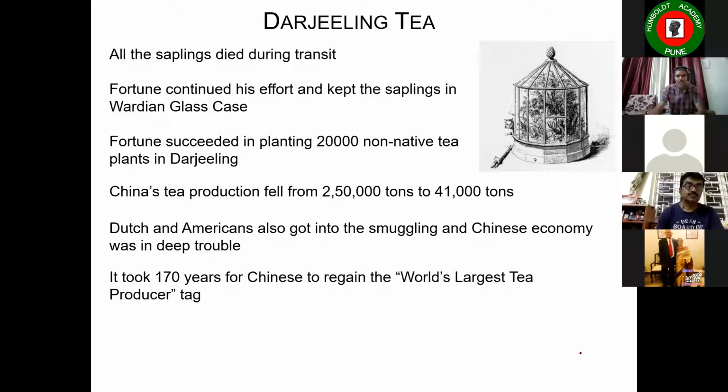That's how one of the agriculture produce spread across the world. It took 170 years for the Chinese to regain the world's largest tea producer tag. Eventually, they became the largest tea producer, but for over a century, Robert Fortune brought misfortune to the Chinese.